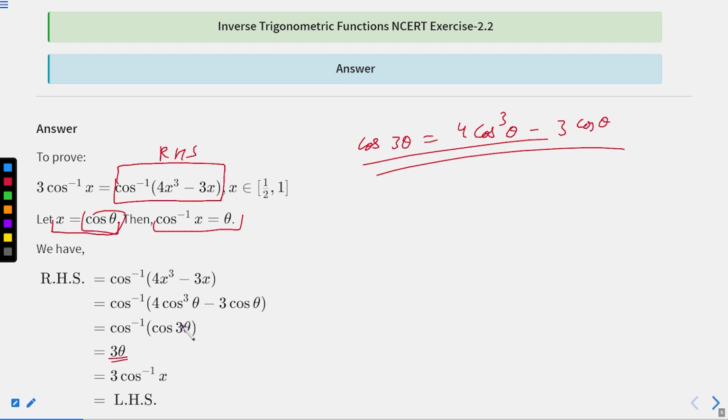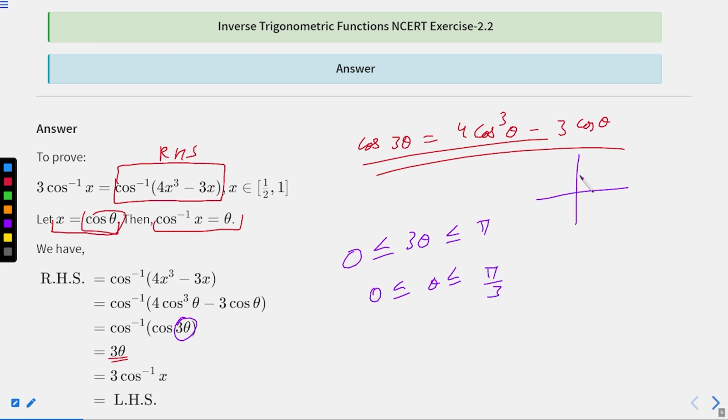3 theta. Keep this in mind. I can only rewrite it as 3 theta when this 3 theta belongs to the principal value branch. In case of cos, the principal value branch is the closed interval 0 to pi. This means theta belongs to 0 to pi by 3.